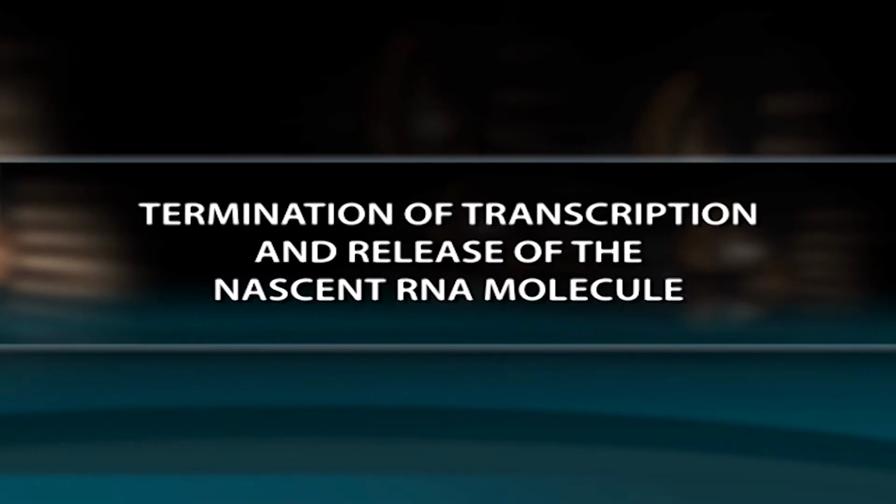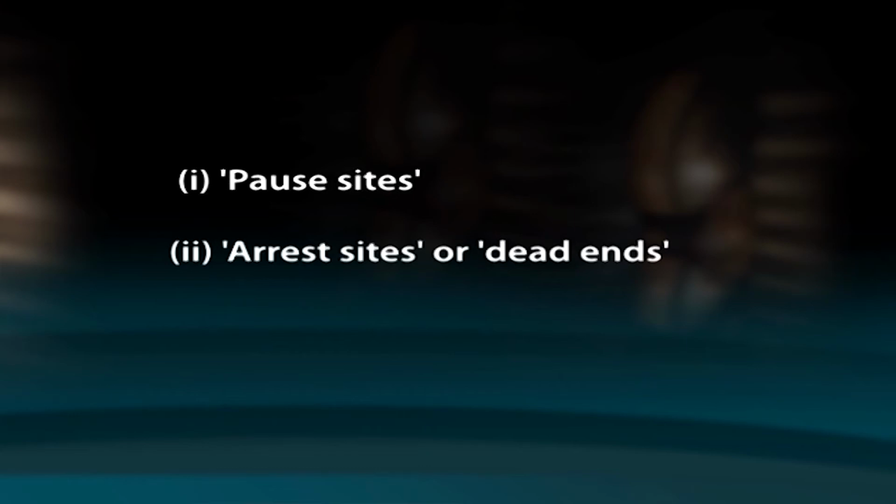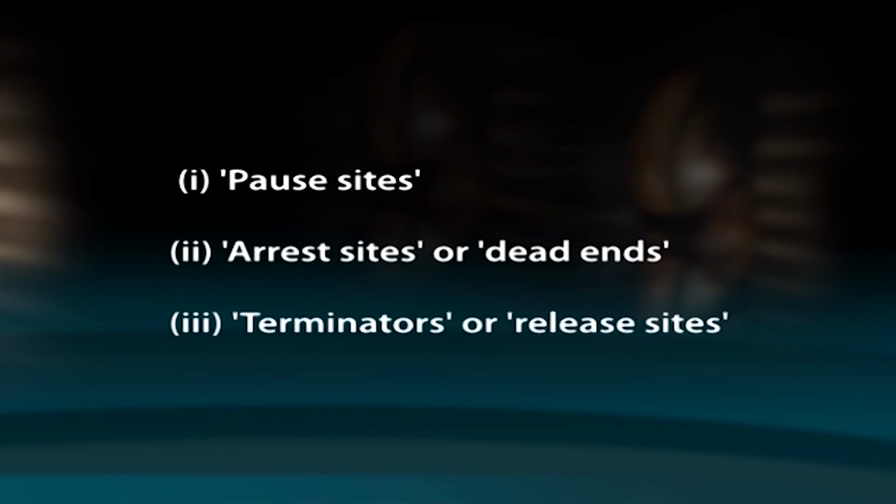Termination of transcription and release of the nascent RNA molecule. The elongation of the transcript may be impeded by 1. Pause sites, 2. Arrest sites or dead ends, and 3. Terminators or release sites. The pause sites induce a temporary reversible block to nucleotide addition. The arrest sites stop elongation, to be resumed only in the presence of elongation factors GRE-A and GRE-B.